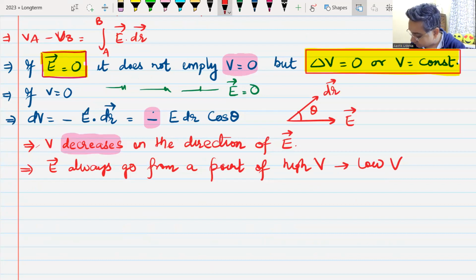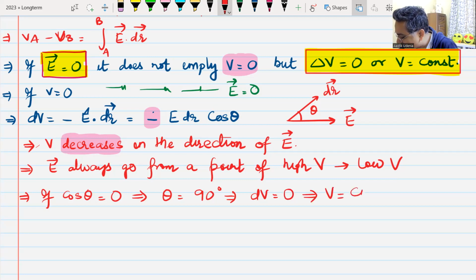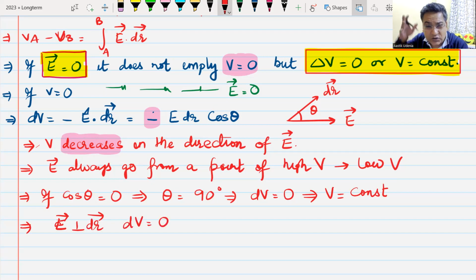Again, if cos theta is 0, that implies theta is 90 degrees. That implies dV is 0. That implies potential again remains constant. That means if you are moving perpendicular, if electric field is perpendicular to dr, dV becomes 0. Potential does not change in a direction perpendicular to the field.